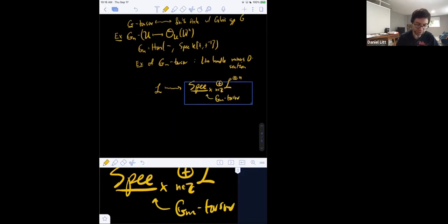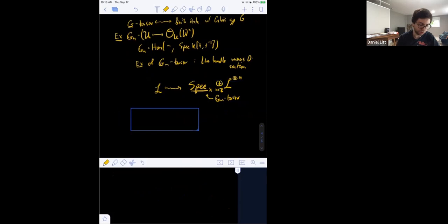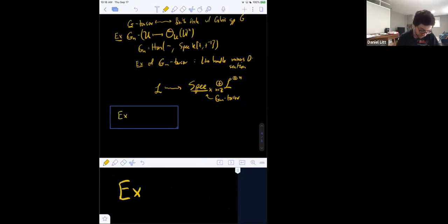Okay, and in fact, we'll see in a little bit that this is an equivalence of categories, or sorry, not equivalence of categories. So there's a natural bijection between G_m torsors and line bundles. It's an equivalence of categories if you only allow isomorphisms between line bundles as morphisms in your category.